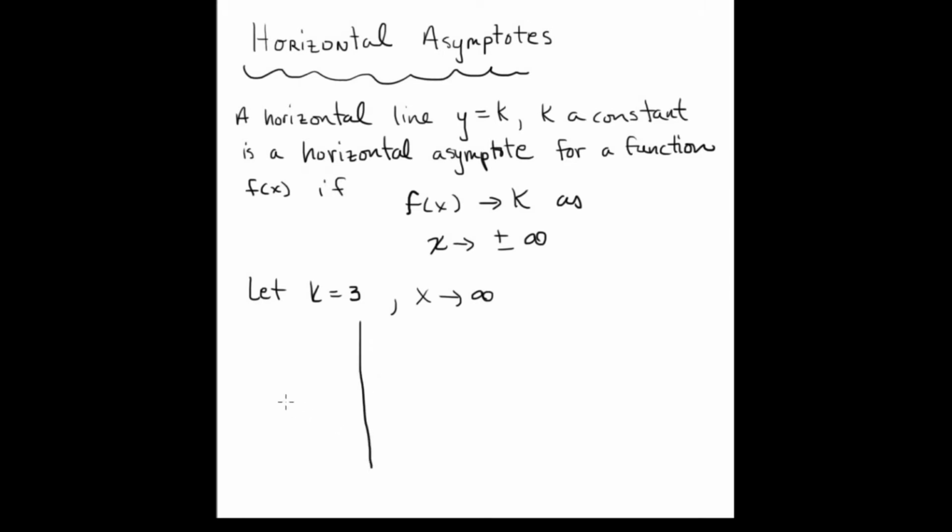Now what might a horizontal asymptote look like? Well, here's going to be our horizontal asymptote, y equals 3. Our function, f of x, could come up from underneath and approach the line y equals 3 as x gets really large. It could also come down towards the line as x gets really large and approach the line y equals 3. It could also cross the line and approach the line y equals 3 as x gets really large.